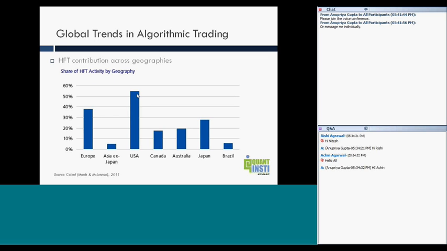Now, these figures are from 2011, for which they were available officially. If you look at Asia ex Japan, it's not even 5%. That is where the opportunity has been in the past couple of years, and it has now increased significantly. Even in India, that's an unofficial figure because exchanges do not publish official numbers, but nearly 20-30% of the overall volumes on the leading exchanges come from it.